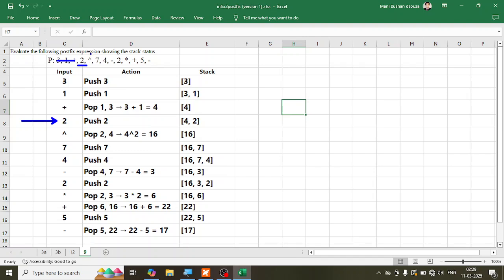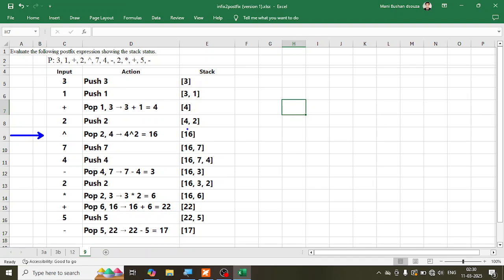Now you get this exponential, the power. So x to the power n is written as x cap n, x to the power n. Okay, so now coming to this one. Now you got an operator here. Now what to do in this case?